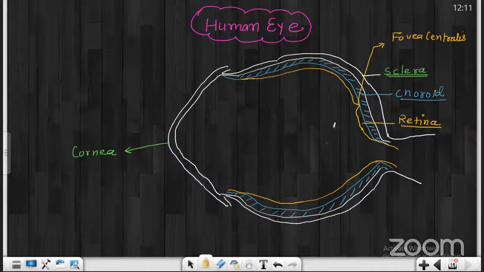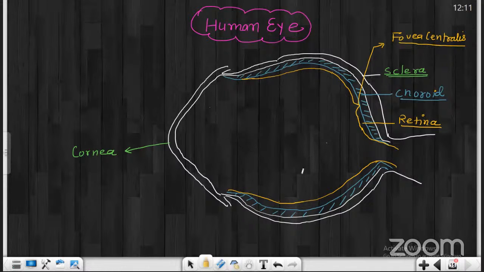But at the fovea centralis, we have a particular feature. At this depression, we have only cone cells, no rod cells. So most bright vision occurs in this part exactly. So fovea centralis has only cone cells. याद रखिएगा, we'll discuss.